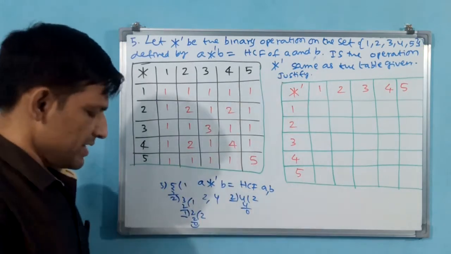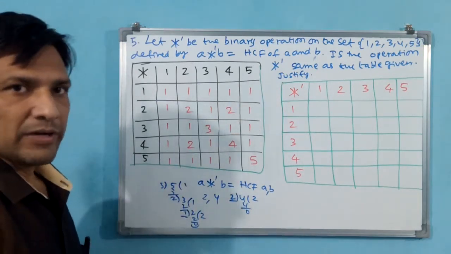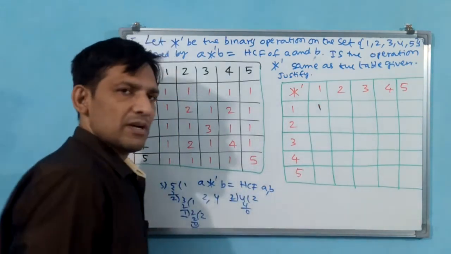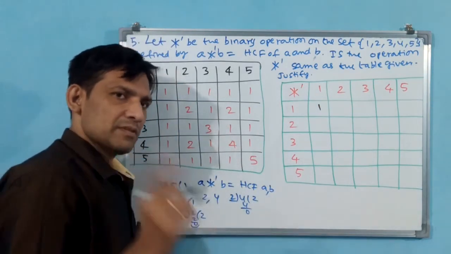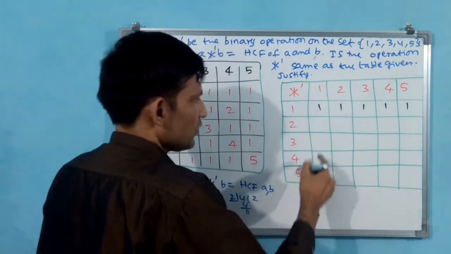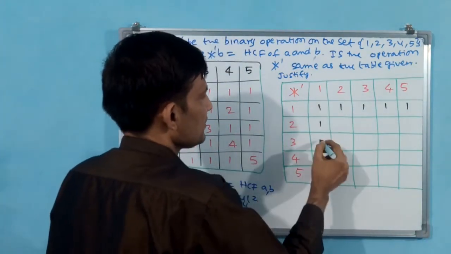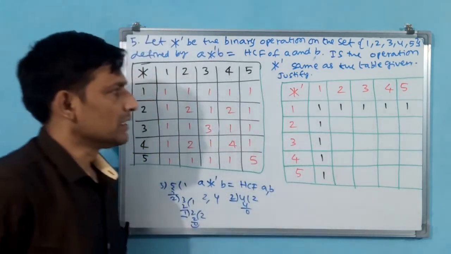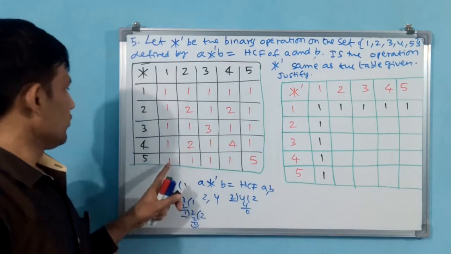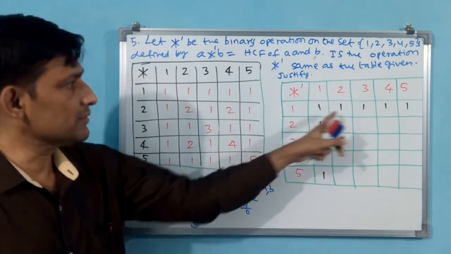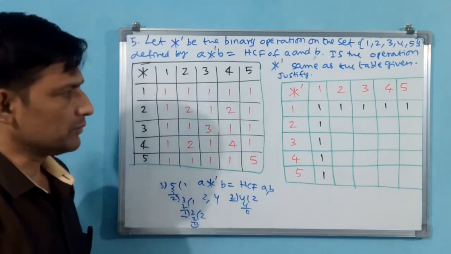Like this if you compare, what values are going to come? 1 and 1, HCF is 1 only. 1 with any number, HCF is 1 only. Okay, 1, 1, 1, 1. Here also 1 with 2, 1 only. 1 with 3, 1 only. 1 with 4, 1 only. 1 with 5, 1 only. See, this is going to come. If you see here also 1 has come. That means this also may be HCF. But let us go for remaining values also.